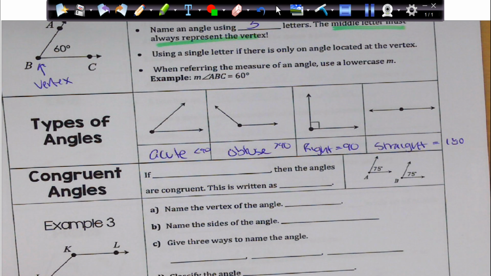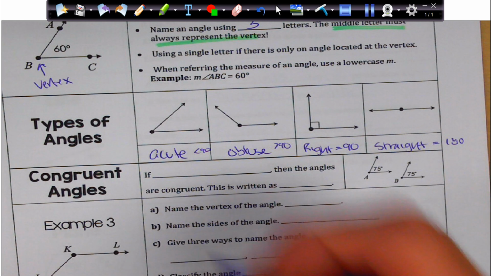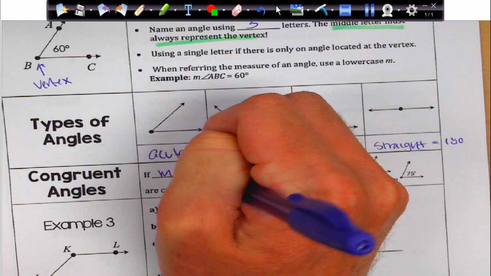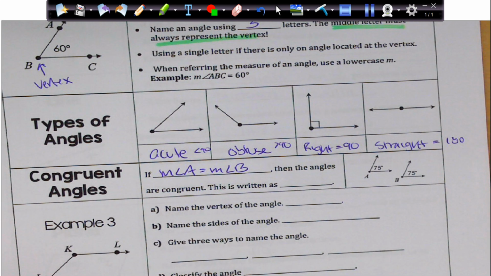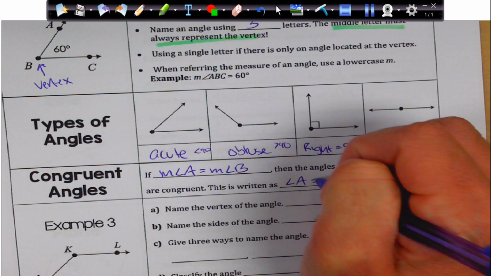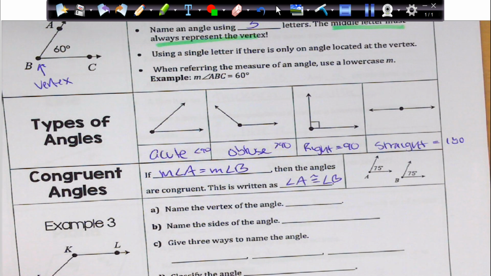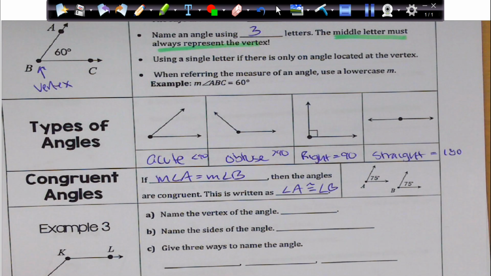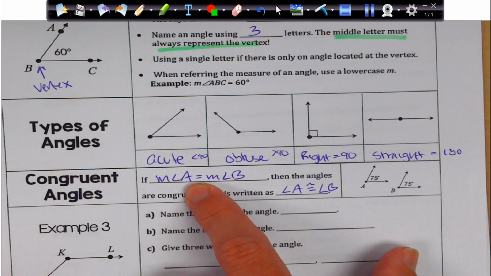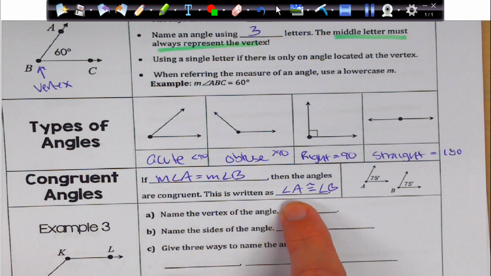And last but not least, congruent angles. If the measure of angle A is equal to the measure of angle B, then the angles are congruent. So then we'd say angle A is congruent to angle B. Congruency is just a special word we use to show shapes are the same. So equal means they have the same value, but congruency means the shapes are the same.